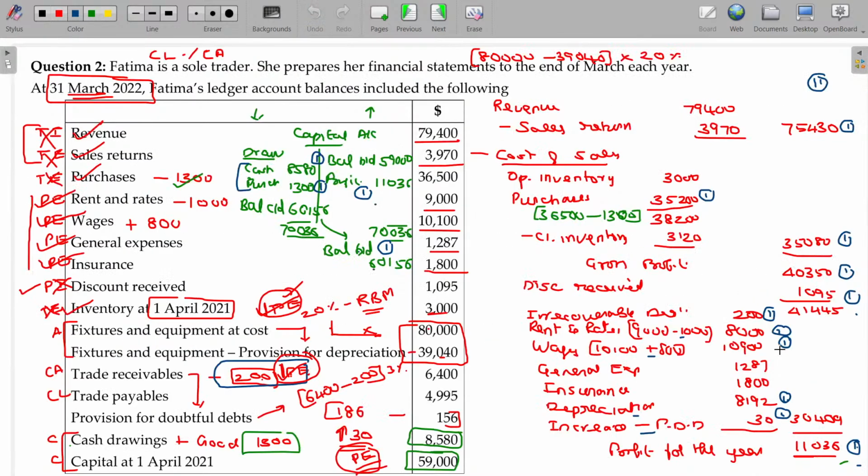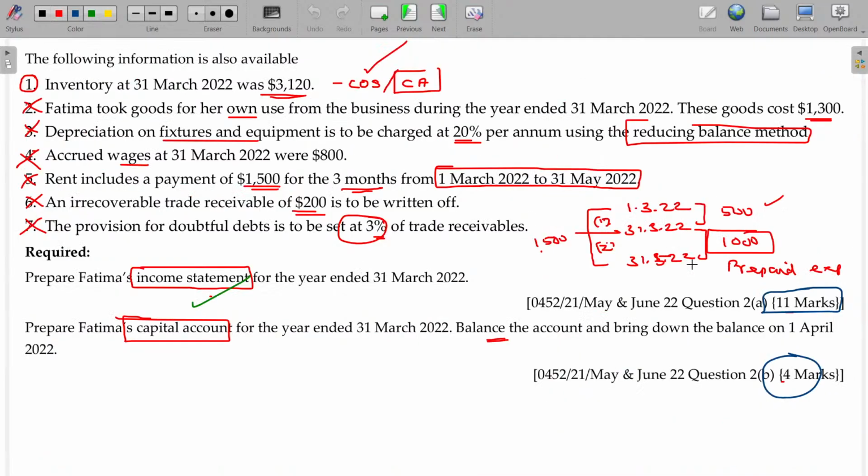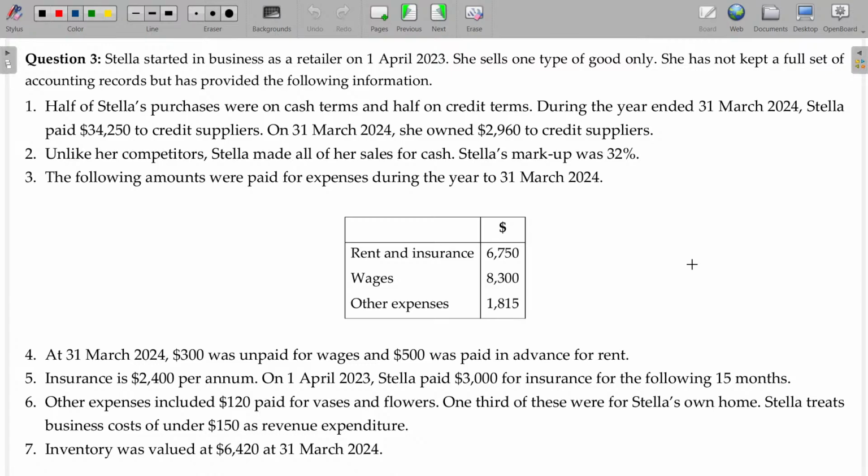Hope now you will be able to understand solving question number 2 involving some adjustments also. The first sum is the basic, the next sum involves some adjustments. Now let's move on to the next illustration.